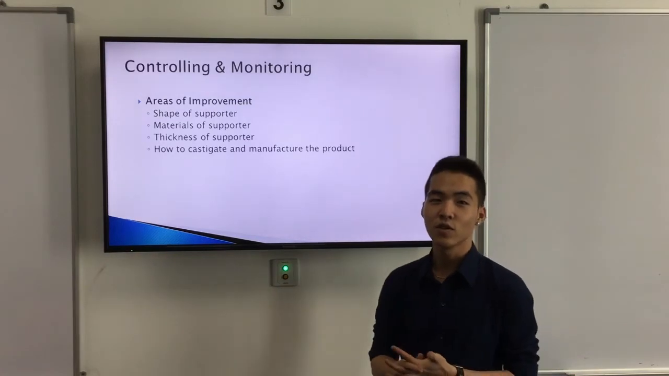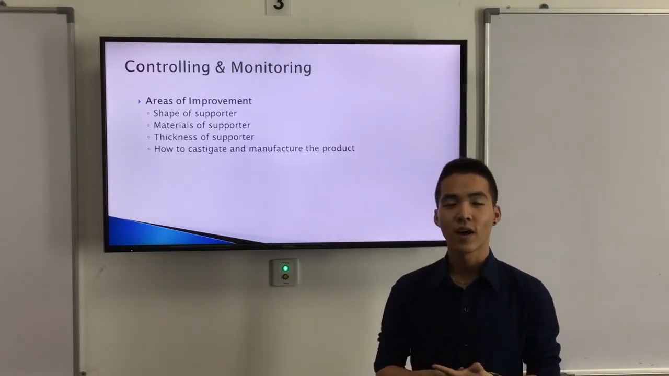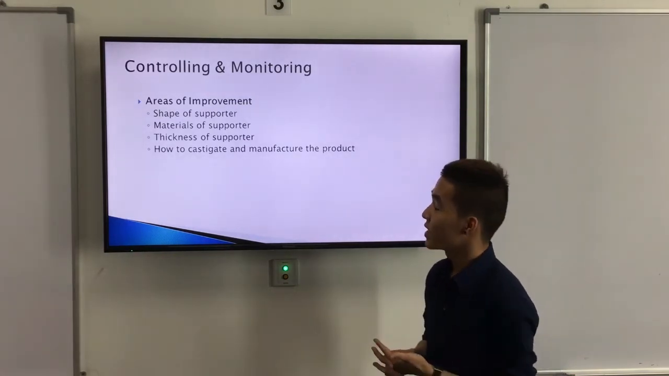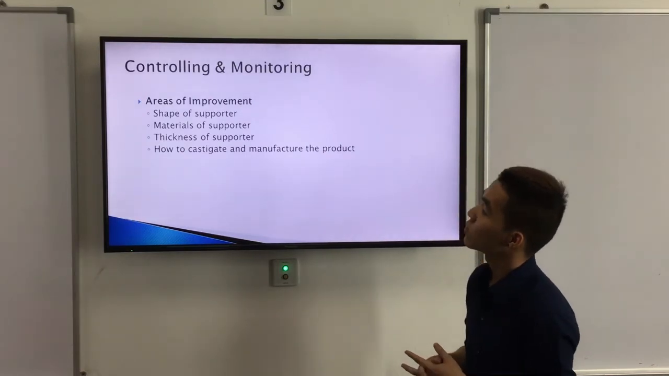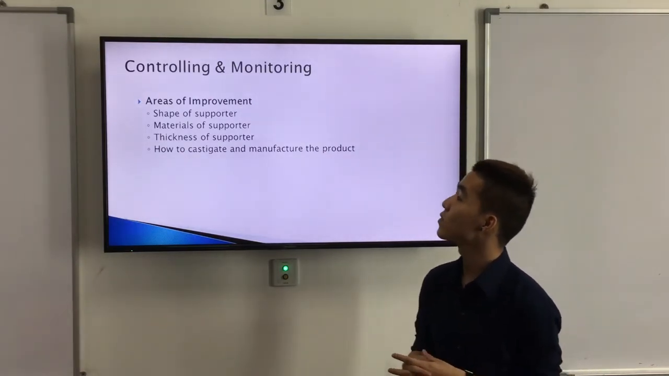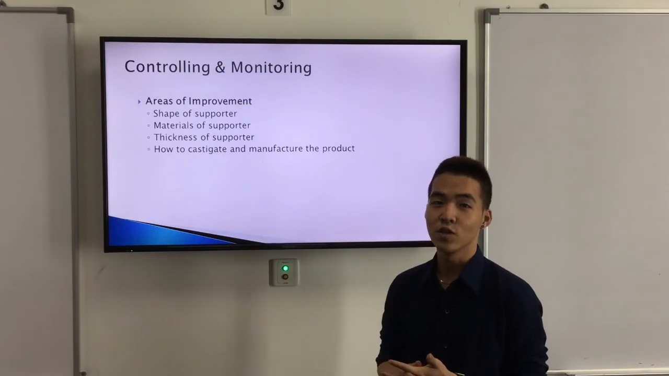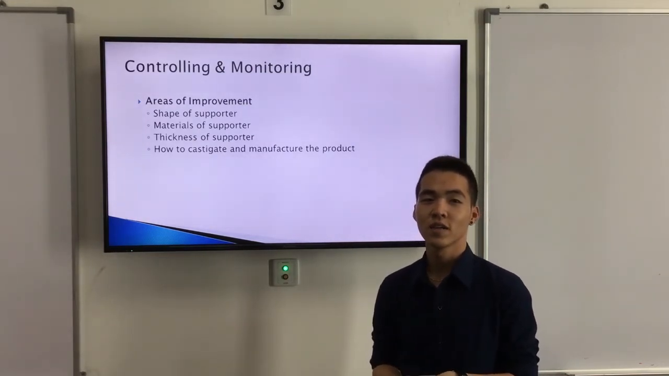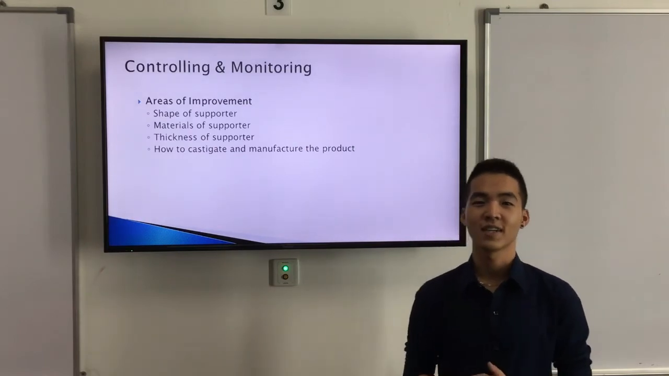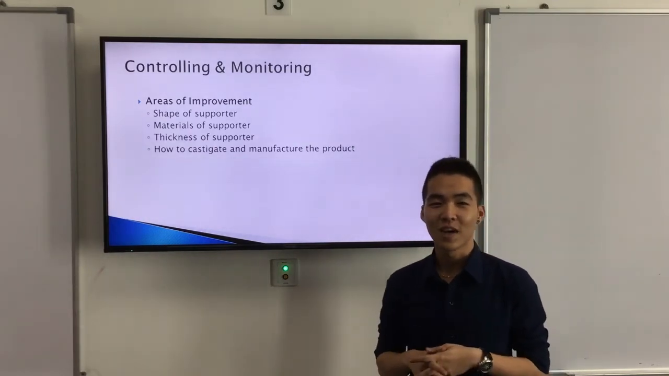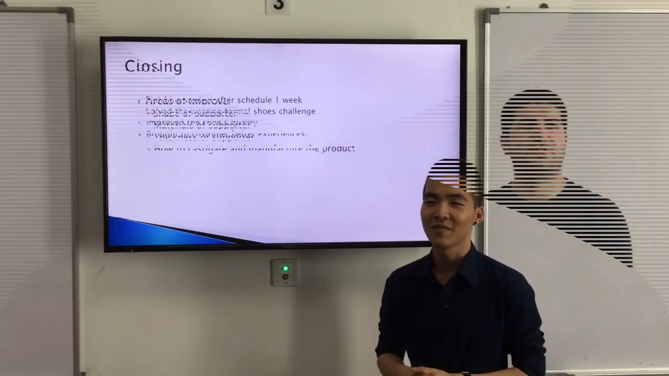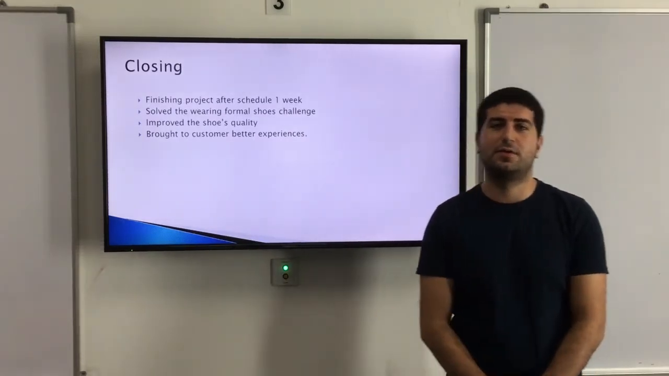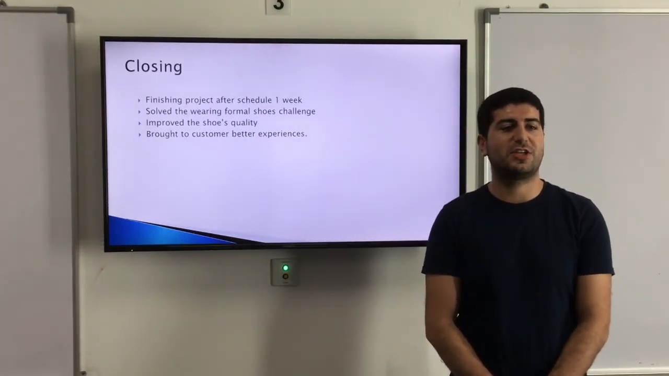Now we decide to use 1.5 millimeters as the thickness, and the last one is that we have to cast and manufacture the product. We decide to use the machine in the manufacturing workshop to produce our product. Now I'm going to pass the presentation to my friend. I'll talk about the closing of our project.